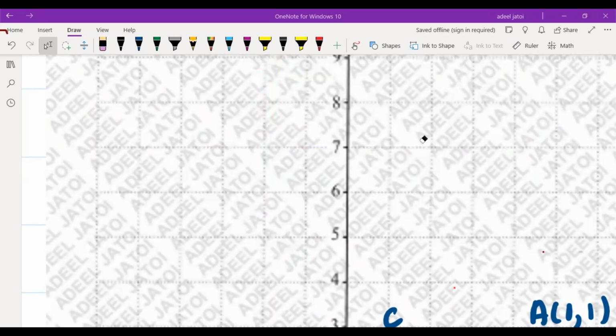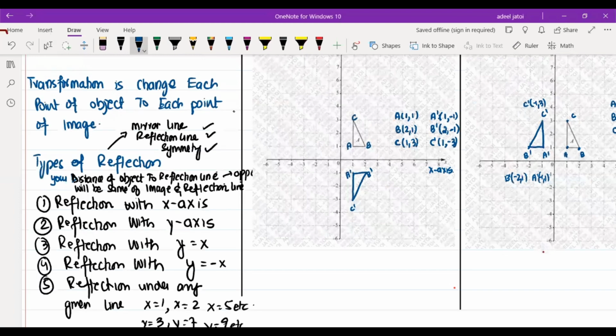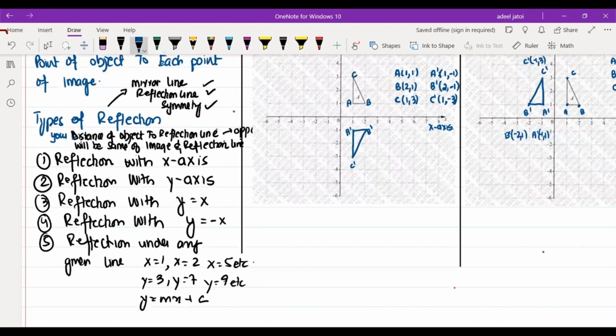And then you will be able to solve the equation given in any other form other than the reflection with x-axis, y-axis, y is equal to x, y is equal to minus x. Your reflection under any given line will be found through the distance of the object from the reflection line and the distance of the image from the reflection line. Most of the questions we'll do with example questions when we'll be working down the past papers. But at the moment, that is just to explain to you that the distance will be counted for the reflection under the line.